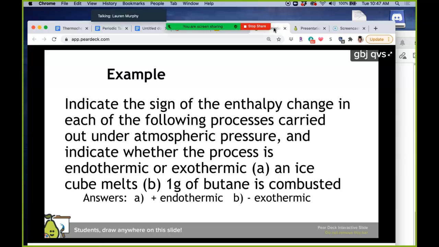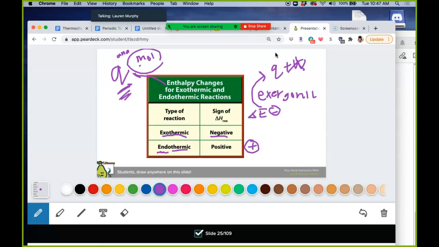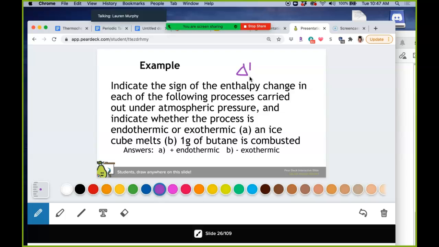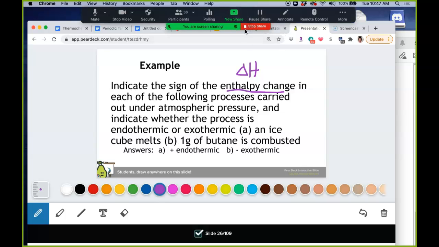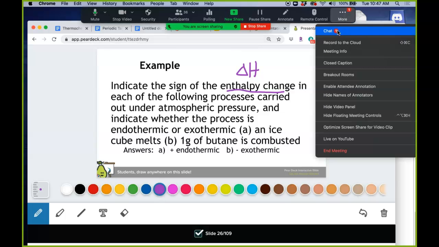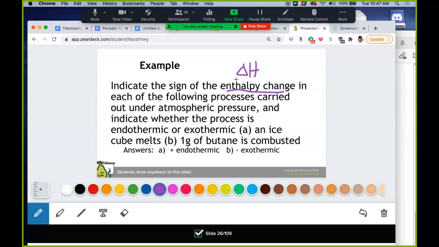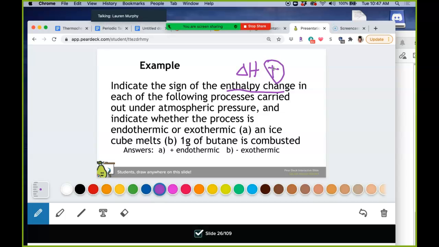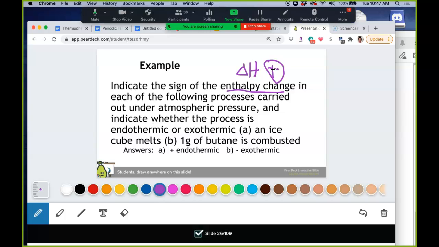So let's predict the signs of the enthalpy change. So what is enthalpy change? Change is a triangle, enthalpy is H. That's what this is. And the following process is carried out under a normal atmosphere and indicate whether the process is endothermic or exothermic. So an ice cube melts. Which way does the heat flow if an ice cube melts? What causes the ice cube to melt? Is heat being released or is heat being absorbed by the ice cube? Heat should be going into the ice cube to cause the ice cube to melt. So going into the system is a positive H. A positive H is endo, heat going into, thermic.